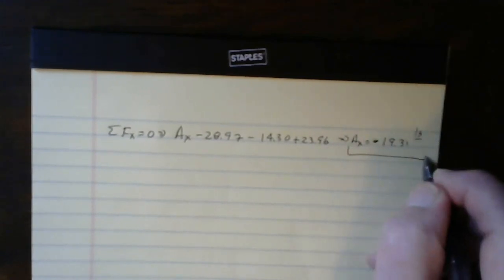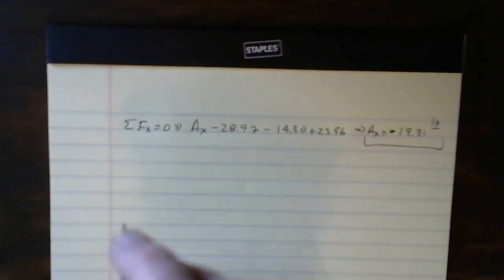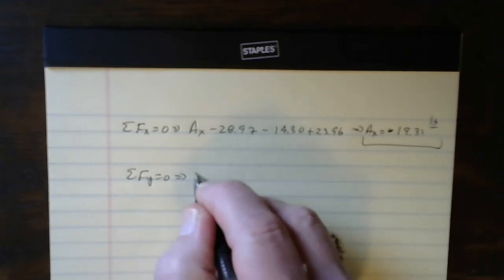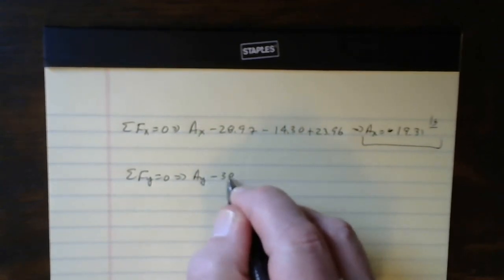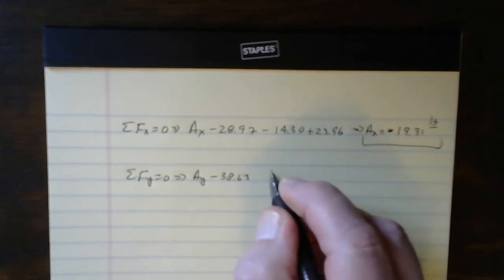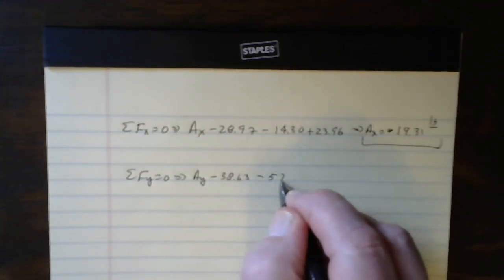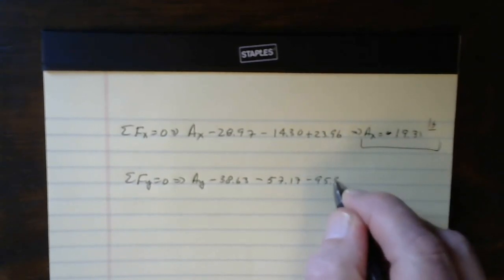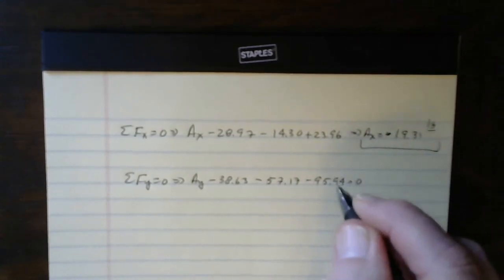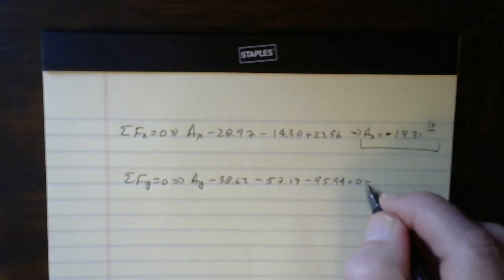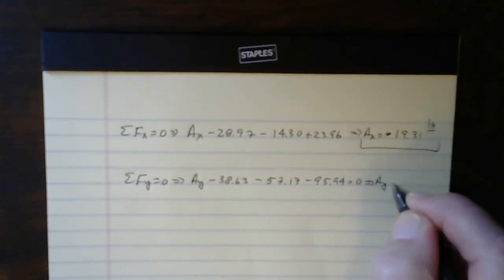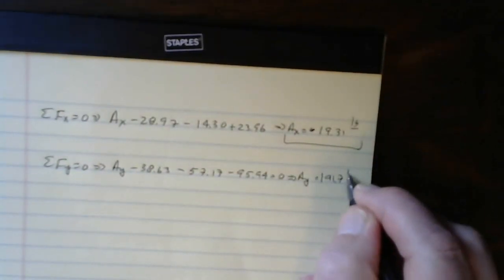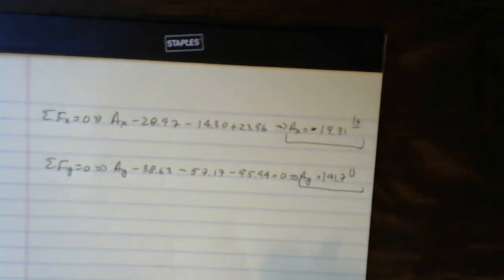Again, don't forget the units. Okay. Sigma Fy is equal to 0. So I have AY minus 38.63 minus 57.17 minus 95.94 equals 0. So AY comes out to be 191.7 pounds. Okay, there's the second one.